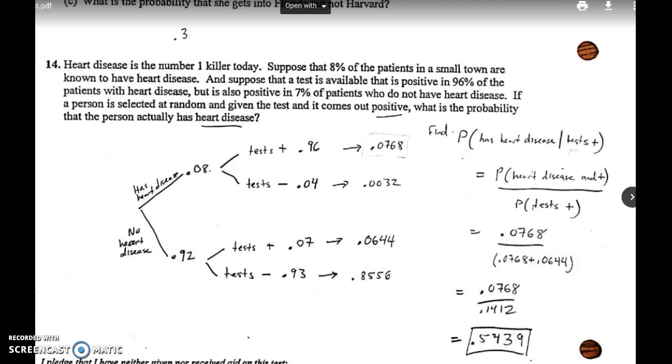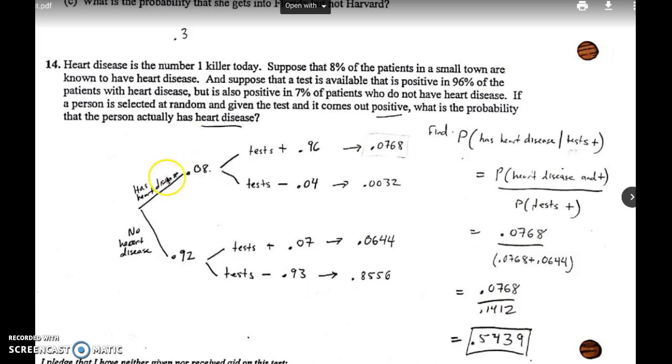If a person is selected at random and given the test and it comes out positive, what is the probability that the person actually has heart disease? So what I did here is I made a tree diagram with a couple branches. The first branch was people that either had heart disease or did not have heart disease. And it says in the problem that 8% of the people in the town have heart disease. So I have 0.08 here and then 0.92 here.